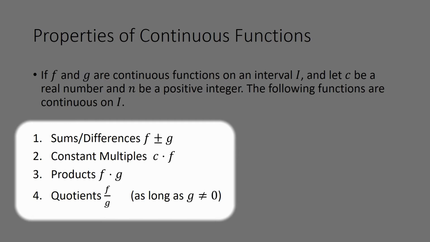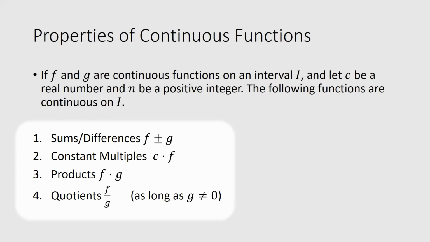So if f and g are both continuous, then their sum is going to be continuous. Their difference is going to be continuous. Any constant multiple of f or any constant multiple of g is going to be continuous. Products of f and g, f times g, are going to be continuous on that interval. And also, quotients are going to be continuous as long as the denominator is not 0. If the denominator is 0, then we have issues.